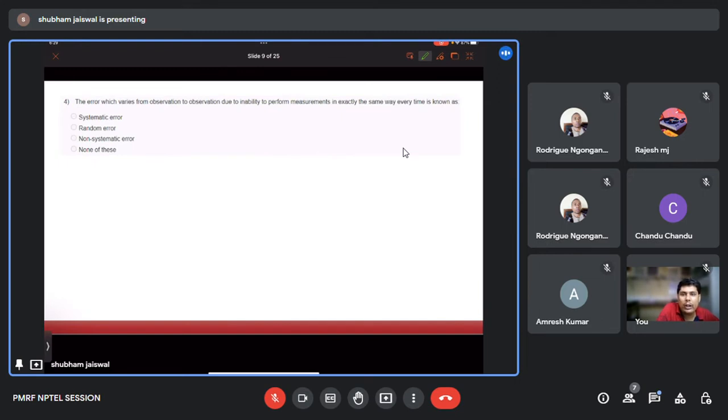So now moving to our fourth question. The error which varies from observation to observation due to inability to perform measurements in exactly the same way every time is known as: systematic error, random error, non-systematic error, none of these. Anyone? It's a very simple one. If you have properly gone through the lecture on the types of error, then you can easily answer this question.